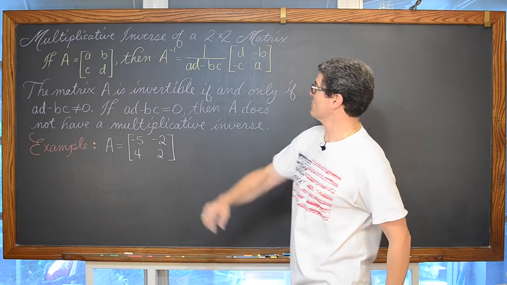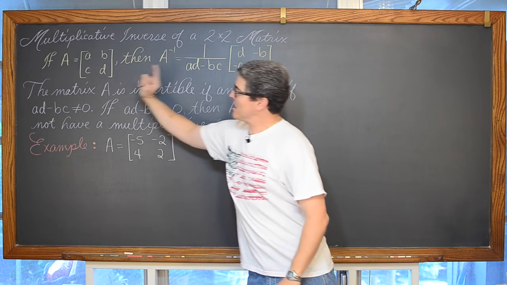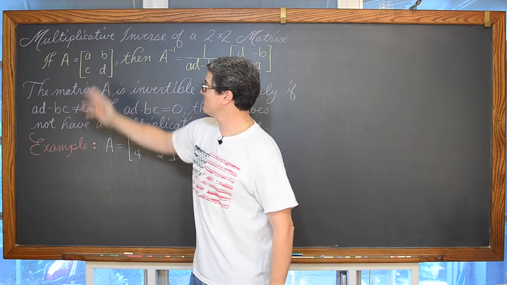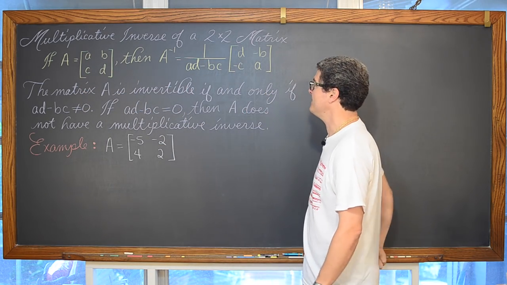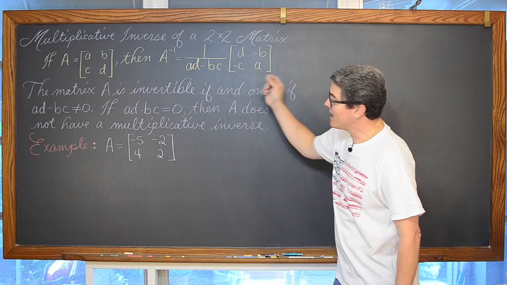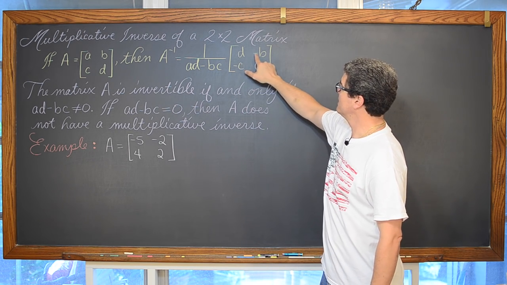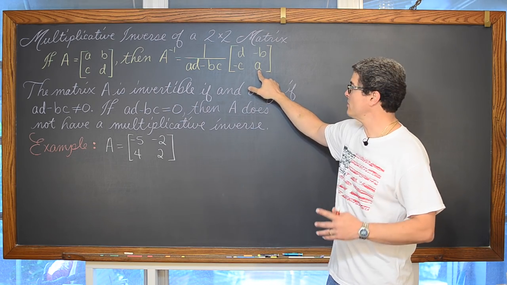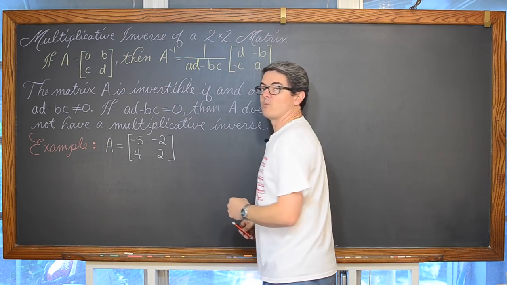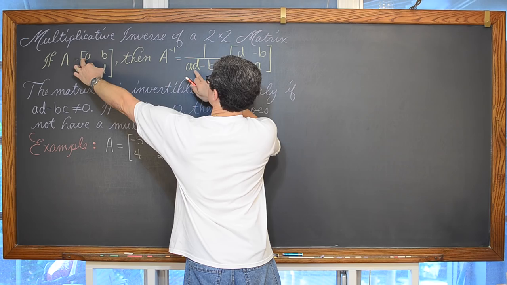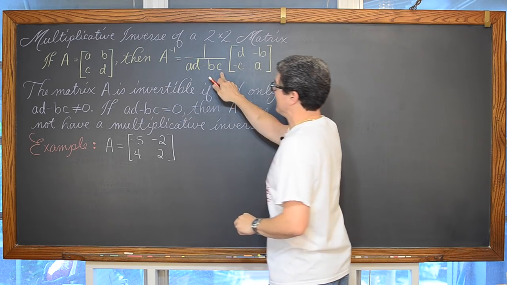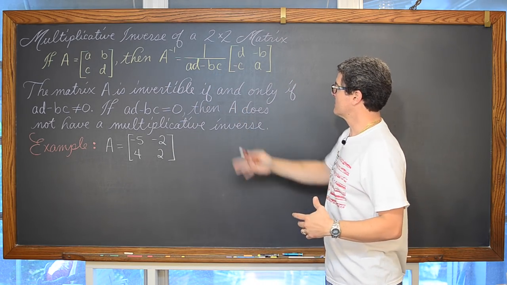Bam! Multiplicative inverse of a 2x2 matrix. If matrix A is defined with these variables A, B, C, D in row 1 and row 2, then the inverse of matrix A is equal to 1 over A times D minus B times C, times the matrix where we have D, negative B, negative C, A. So what we're doing here is we're going to take this downward to the right diagonal, multiply these values together, A times D, and then subtract the multiplication of the diagonal going in the opposite direction, B times C, and that's going to give some kind of scalar multiple.